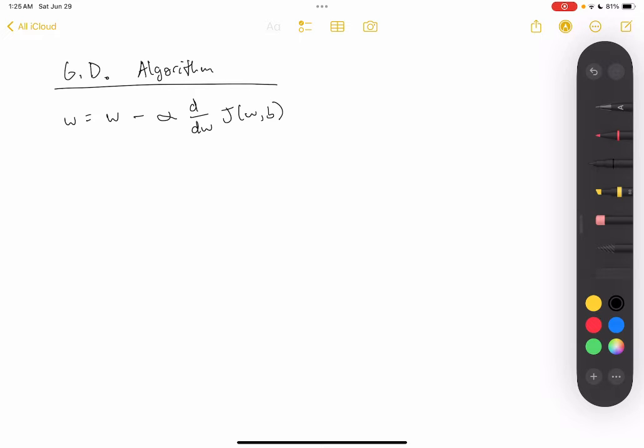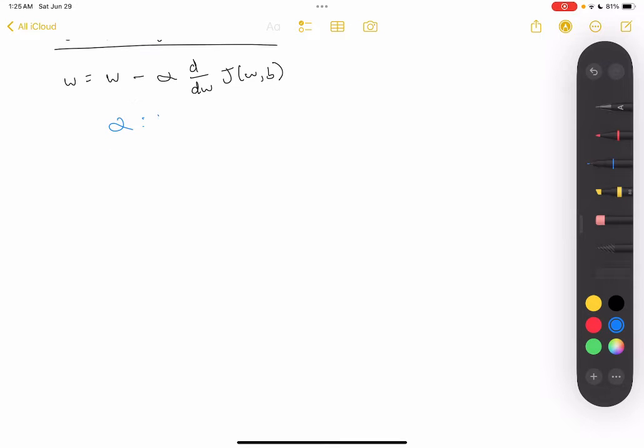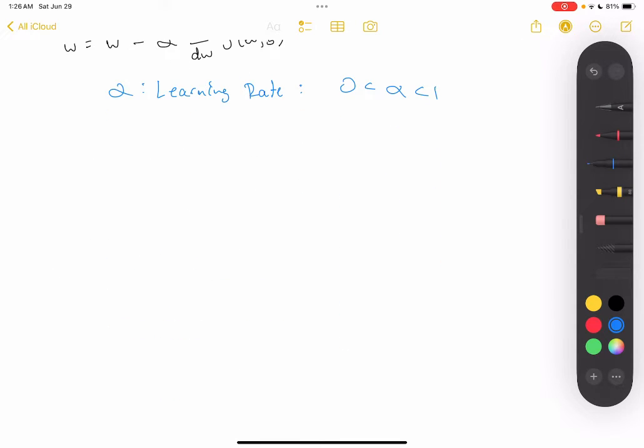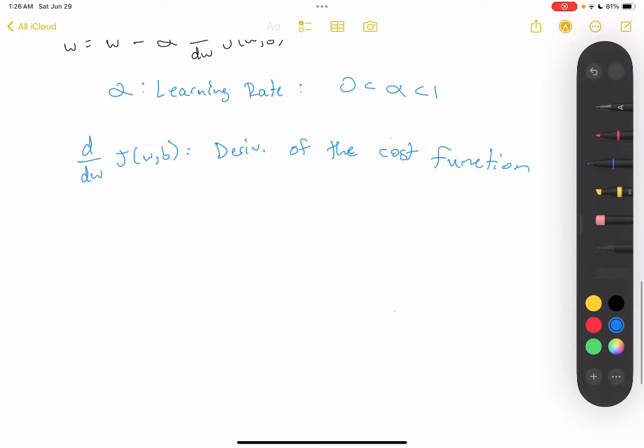Okay, and yes, this has some calculus to it, but don't worry, even if you don't understand calculus, I'll explain this process to you. Alpha is our learning rate, and it's generally a small positive number between 0 and 1. Alpha controls how big of a step we take downhill. And then our derivative term, the derivative with respect to w of our cost function, is just a derivative of the cost function. This derivative tells us in which direction we should go.